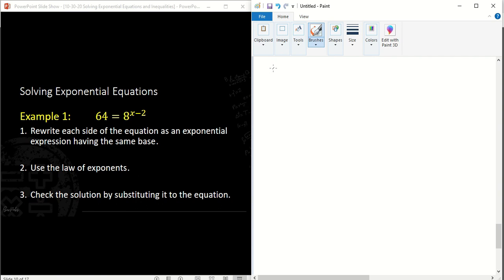So, again, let's copy first the given, example 1. So, we have 64 equals to 8 to the x minus 2 power. Equation kasi may equal sign. Kaya equation siya. So, first thing to do, read rule 1. Rewrite each side of the equation as an exponential expression having the same base. Kailangan maging magkamukha daw yung base nila.